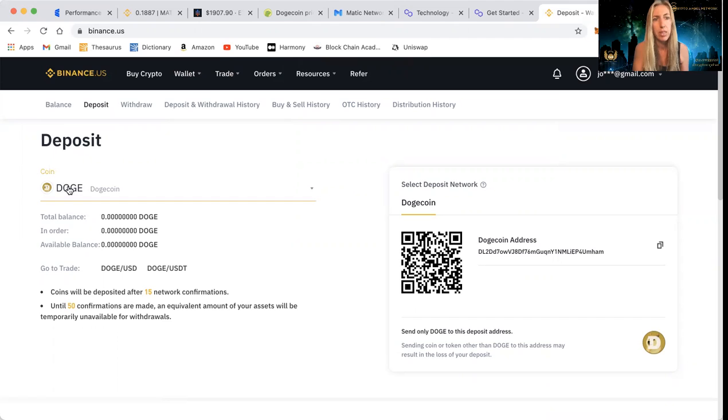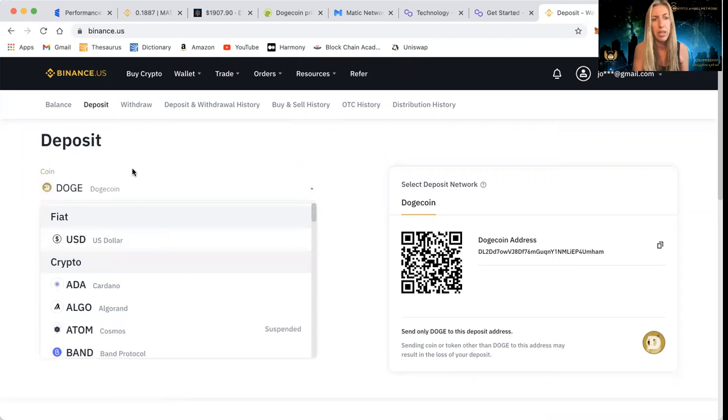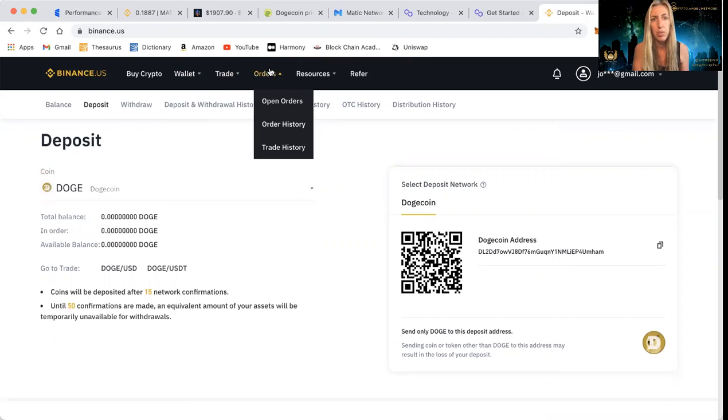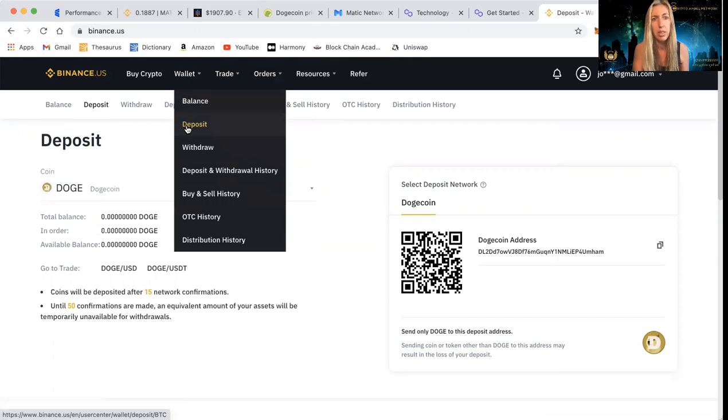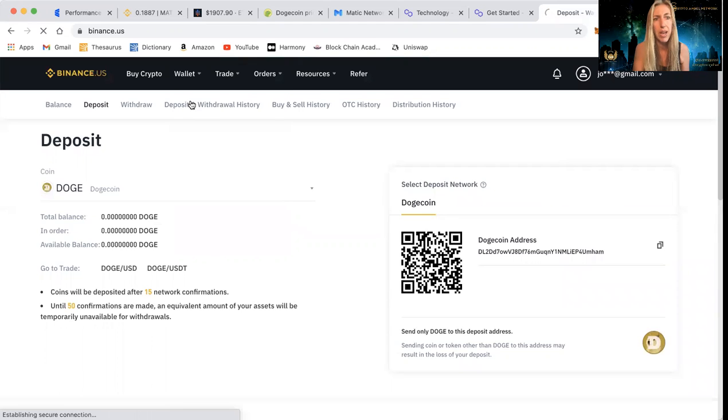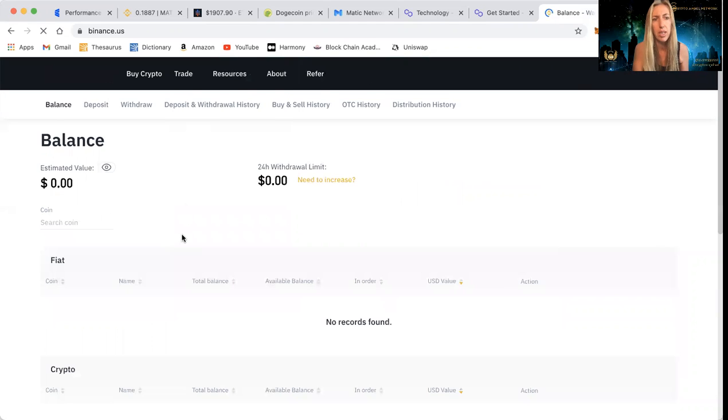How do I do this? Let's click on Dogecoin here. Hang on. Let me just go over here. Bear with me a sec. Wallet. Deposit and withdrawal history. Let's just go to balance. I think that's what we'll do instead.